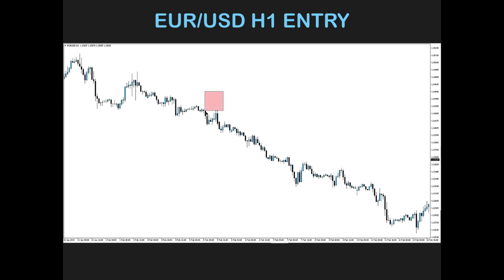And if we frame that setup here, we have an entry either here or here, with a stop above the highs there. So there's your risk, and this is your potential take profit. Now that is going to give you a 6-to-1 risk to reward ratio, a very nice setup on this setup here on EU.